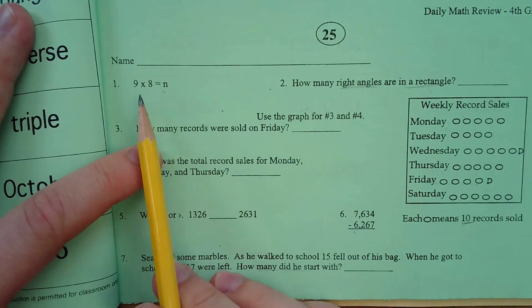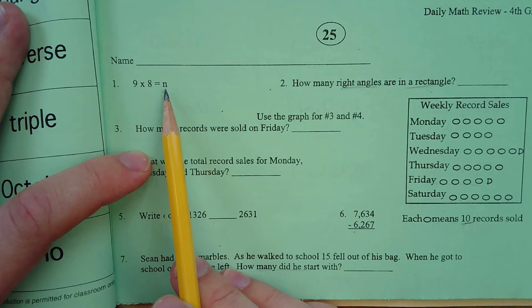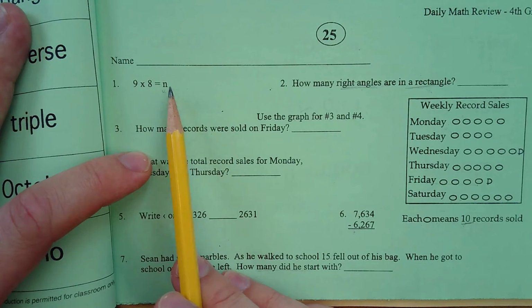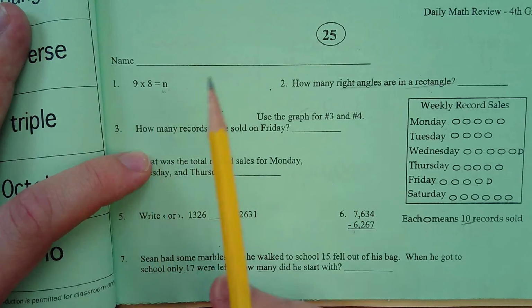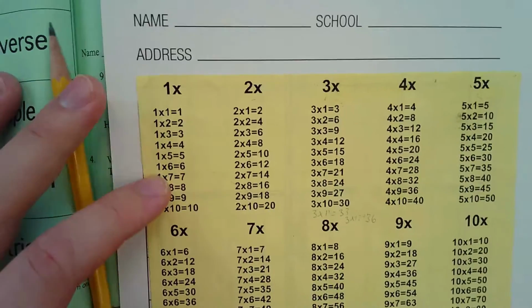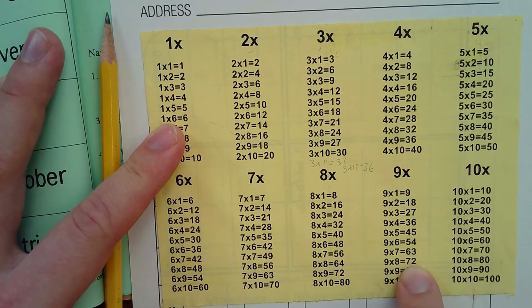Okay, 9 times 8 equals n. So n, that's what we call a variable. When we start doing algebra, when you get older, you're going to see a lot more of that. But right now, don't worry, because you know what 9 times 8 is. And even if you don't, you have your handy chart here. 9 times 8.